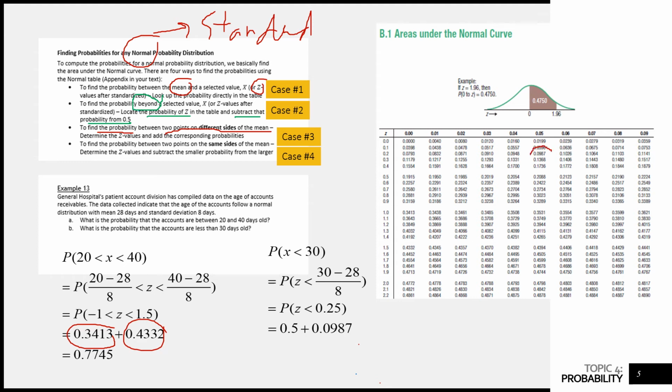0.25, 0.0987. Okay, but remember, that's not your answer. You need to plus with 0.5. How? Okay, I think it's very important for you to sketch, because if you don't sketch, you won't be able to see how it looks like.